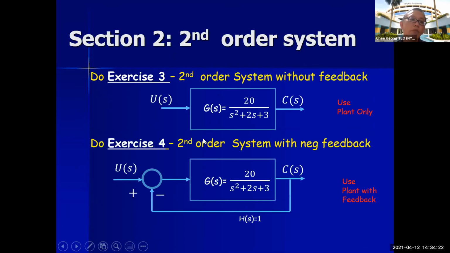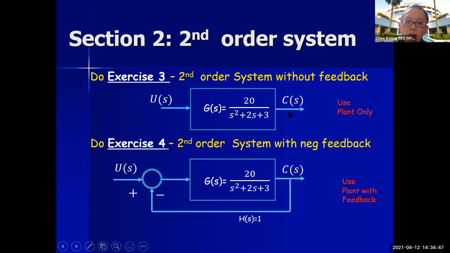Now we proceed on to section 2, which is what you are supposed to submit for Lab5. Of course, for section 2, we already told you it is a second order transfer function because the denominator is s squared. And because the highest power is s squared, it's a second order transfer function.